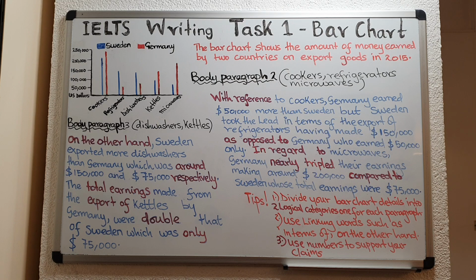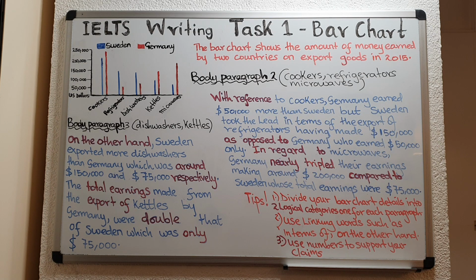And let's move on. In regard to microwaves, so now I'm talking about microwaves. Germany nearly tripled their earnings, making around $2,000 compared to Sweden, whose total earnings were $75,000. So I'm now talking about microwaves, and then I have to compare the two countries. So for each particular item, cookers, I compared the two countries. Refrigerators, I did the same. And then microwaves, I'm going to do the same.